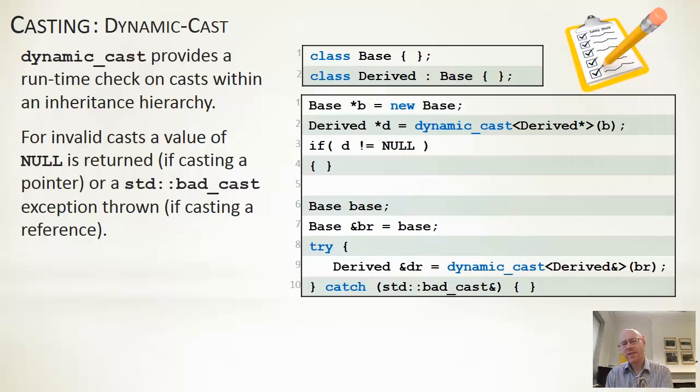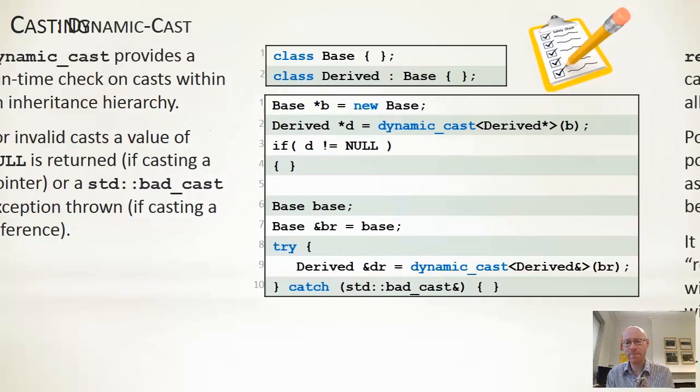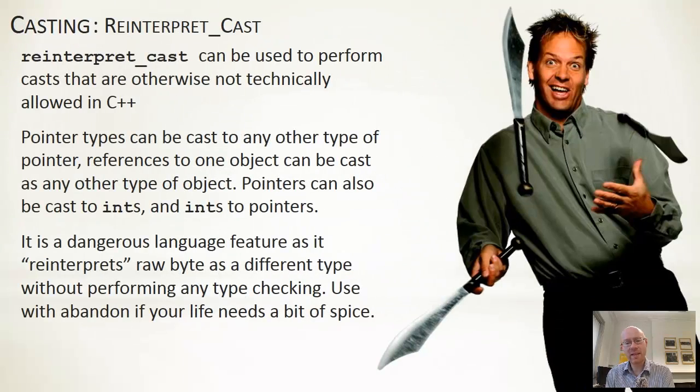Last of our casts is the reinterpret cast. Reinterpret cast can be used to perform casts that are otherwise not technically allowed in C++. So something that a dynamic cast would say, I'm not happy with this, something that a static cast would say, it doesn't matter. Any of these types of casts, if you're thinking, no, couldn't possibly do this, if you really, really wanted to do it, you could use reinterpret cast.